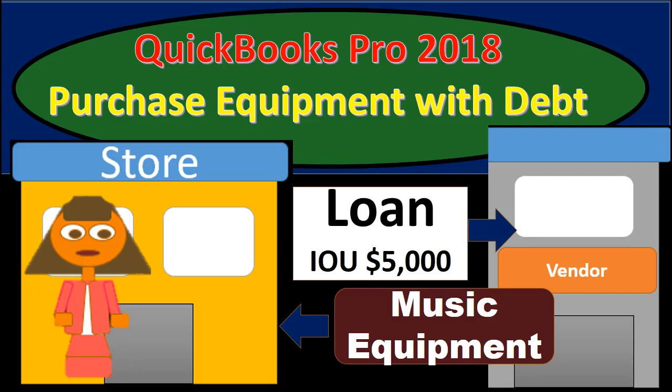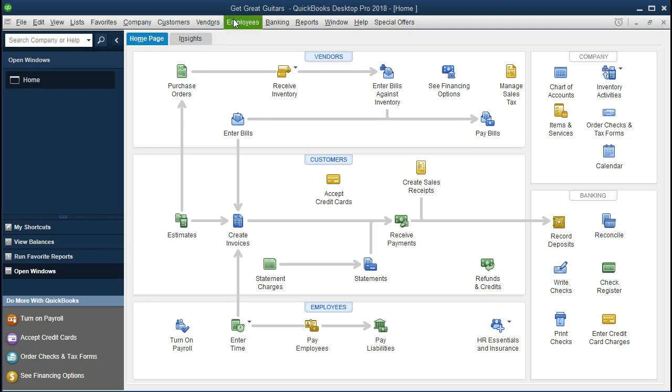Hello, in this presentation we will record the purchase of music equipment with debt. In other words, we're going to purchase $5,000 worth of music equipment and finance that equipment within QuickBooks Pro 2018. If you've been continuing along with us, we will be working with the Get Great Guitars problem.